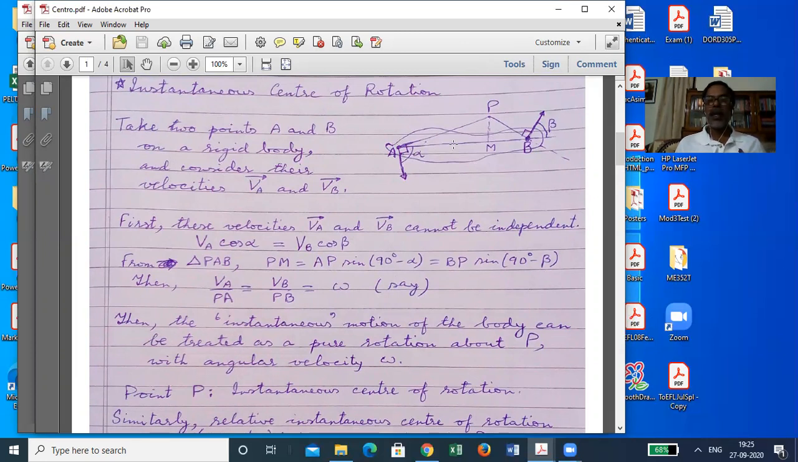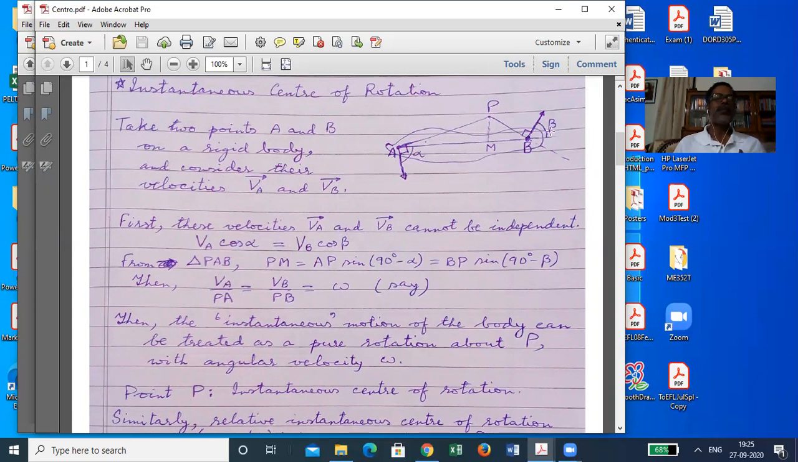Otherwise, link AB will break, right? This is moving with some velocity with some component in this direction. If it tries to move with some other velocity component in this direction, then length AB has to change. For a rigid body, that is not possible. So first of all, the two components should be the same, VA cos alpha and VB cos beta.